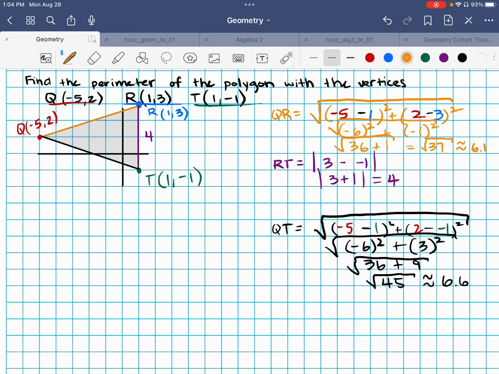I now know that the orange side is approximately 6.1. I know that QT, the black side, is 6.6. Now we can find the perimeter. Remember, our definition of perimeter is that you add up all the sides. So we're going to say the perimeter is equal to the orange side, 6.1, the purple side, 4, and the black side, 6.6, and we're just going to add them all together. We're going to get something along the lines of 16.7, and since there were no units being defined, we'll say units.